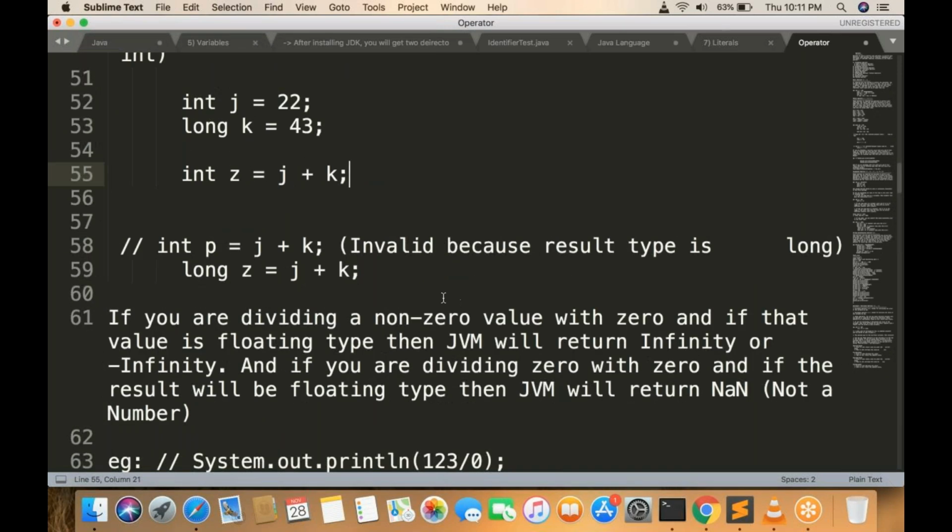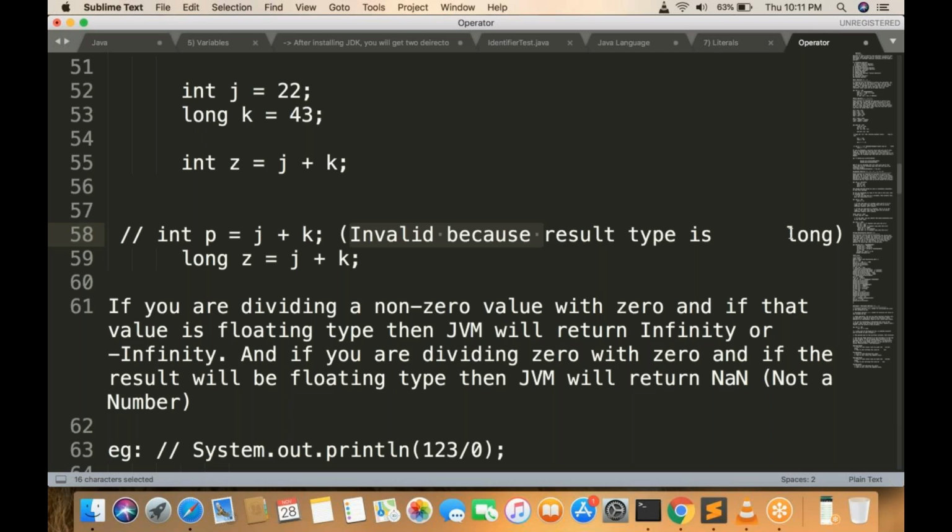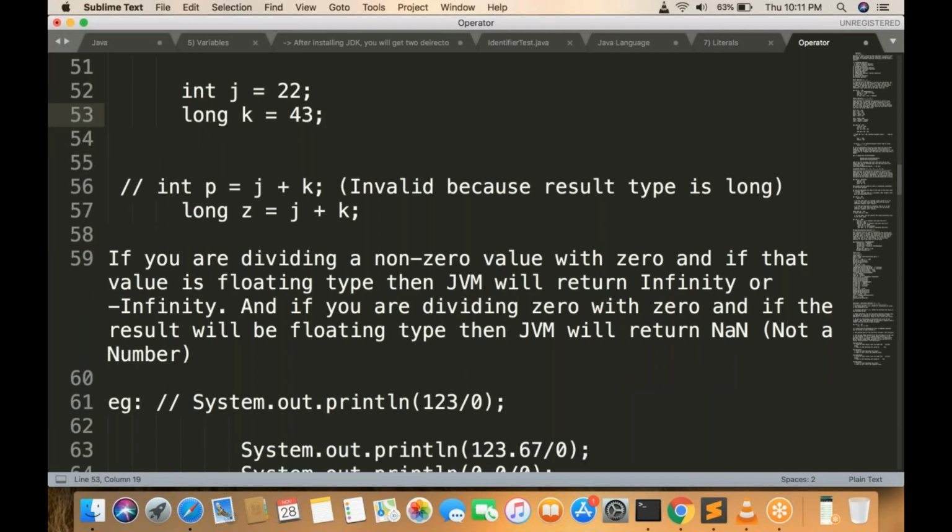Now, see here. Instead of z, I took p here. Okay, p is equal to j plus k. It is invalid because the result type is long type. Clear? The result type is long type. Now, to rectify this error, what do we need to do? We need to change the data type. Because j plus k is returning long, we have to hold it in a long type variable, right?